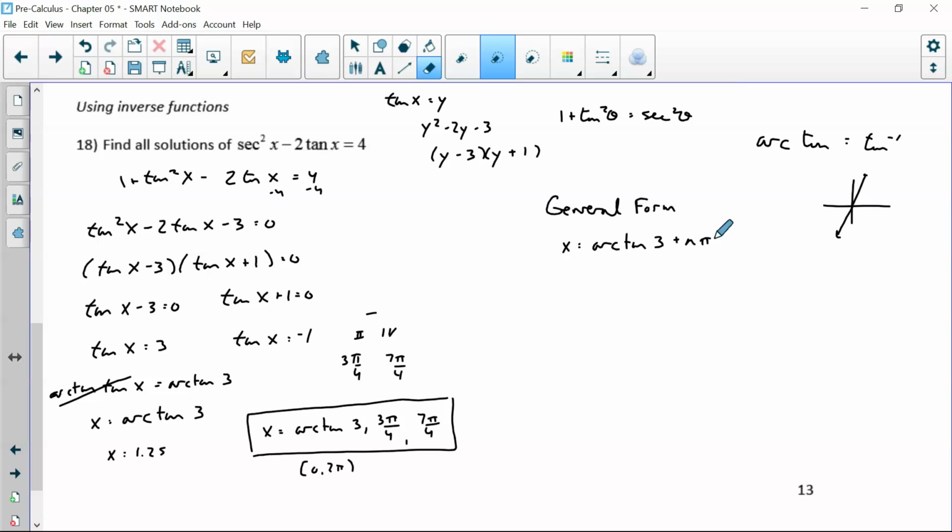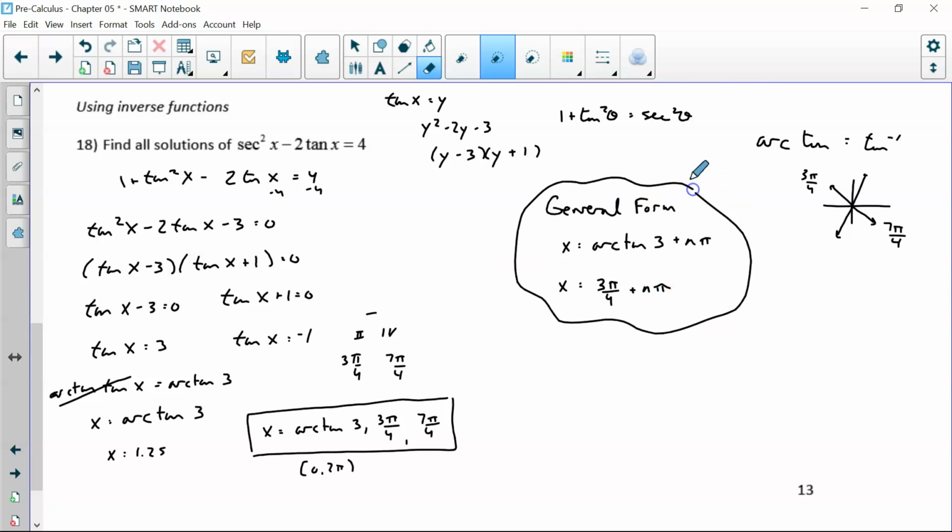And then for the 3 pi over 4, we're here, and 7 pi over 4 are here. Those are separated by pi. So we can write both of them and account for both as 3 pi over 4 plus n pi. That includes that 7 pi over 4. So there's our solutions in the general form.